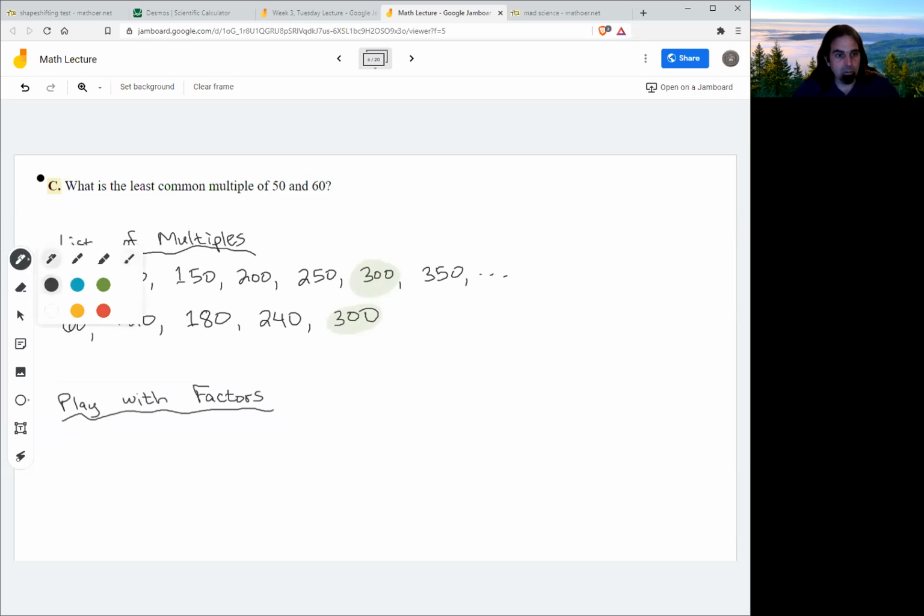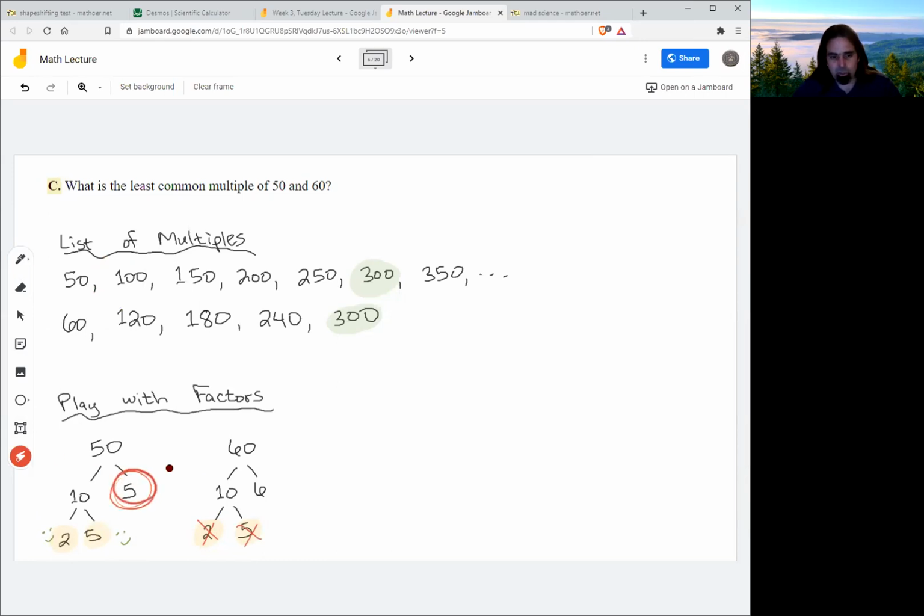If I'm playing with factors, 50 is 10 times 5. 60 is 10 times 6. Maybe I broke up 10 into 2 and 5. Doesn't really matter. I have a 2 in common. I will highlight one of them and hide the other one. I have a 5 in common. I will highlight one of them and hide the other.